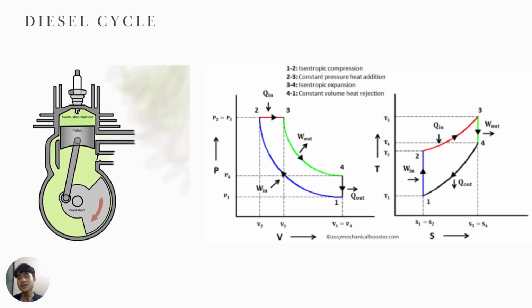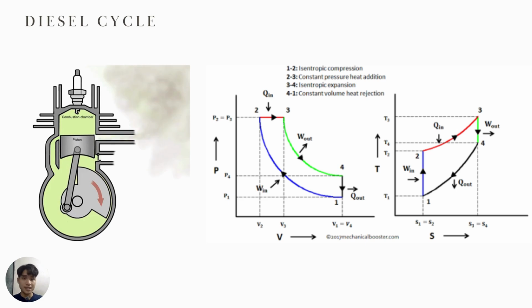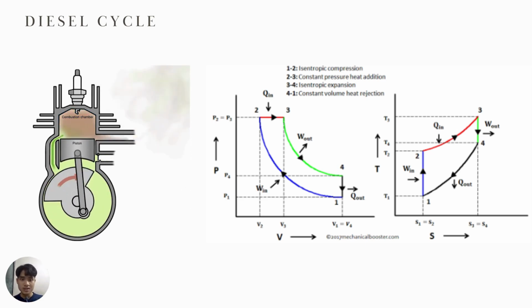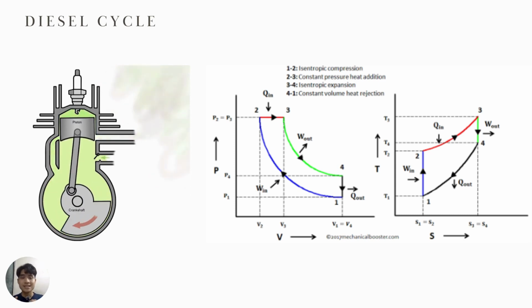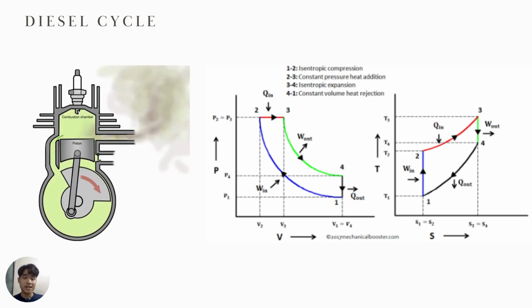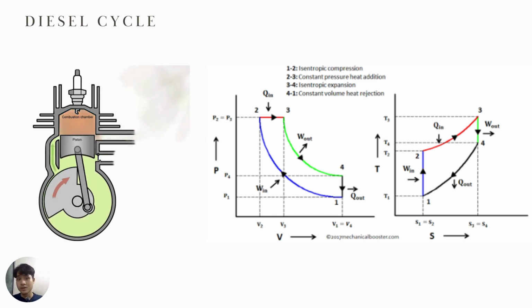Now, process 2 to 3 is isobaric heat addition. What happened? Heat is added at constant pressure, and what will happen is the fuel injection phase occurs. This is where diesel fuel is injected into the compressed hot air, igniting spontaneously. So the temperature increases significantly while the volume also increases.